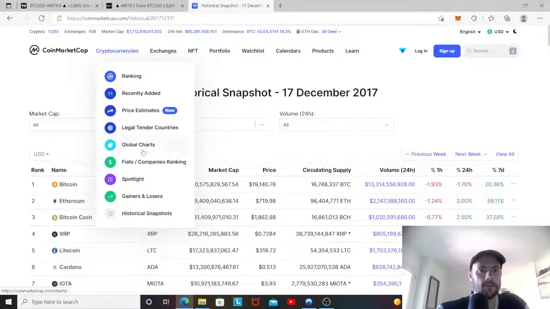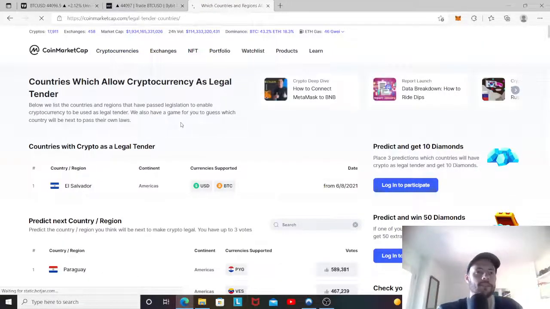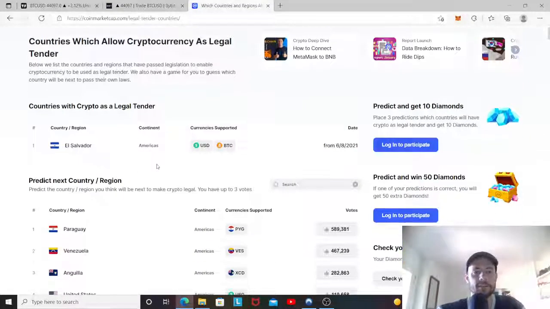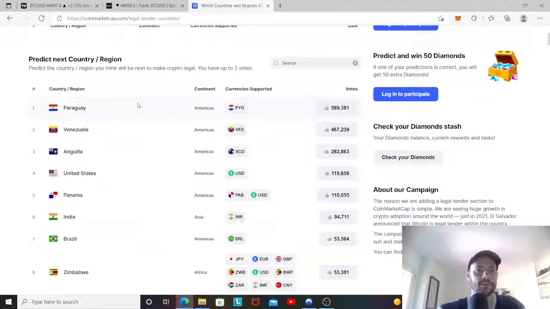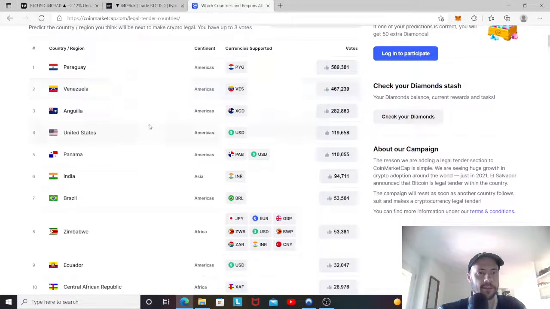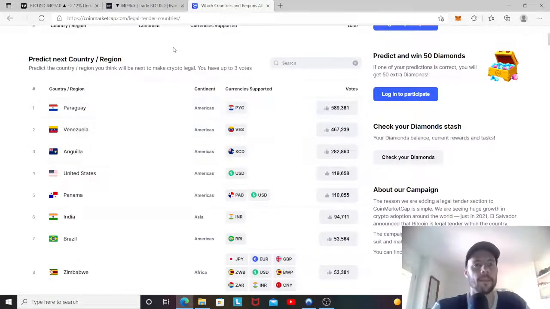And then legal tender countries. This will show you which countries allow crypto as legal tender. So far just El Salvador. And this is people predicting who will be next. So most people think Paraguay or Venezuela. A lot of South American countries in here. Well, the top ones anyways.